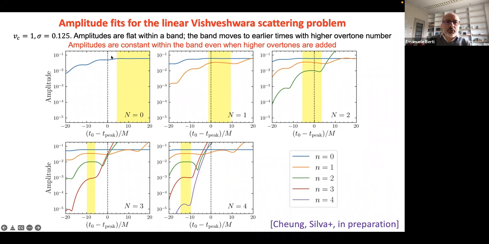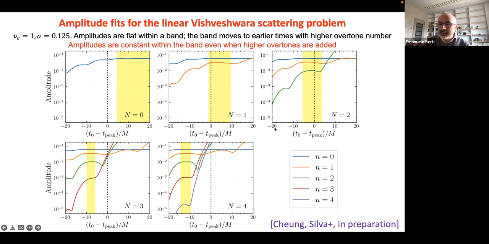But if you do this, what you find is that the amplitude of the fundamental mode is very well constant as long as you are, say, 10M after the peak. Then you add the first overtone and you see that the fundamental mode has a constant amplitude. The first overtone, not quite as much. This is consistent with Giesler and others. But there is a window that we highlight in yellow here, where both the first mode and the overtone have a roughly constant amplitude. And then you can increase the number of modes, and that window basically moves to earlier times and shrinks. Okay, this is in linear perturbation theory.